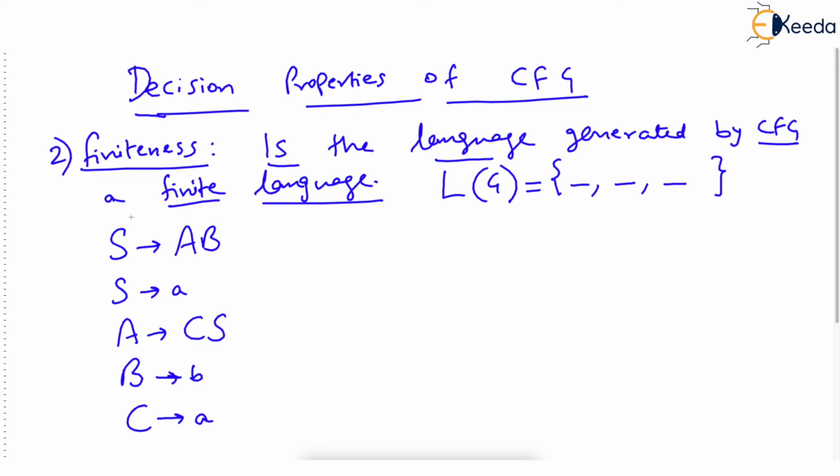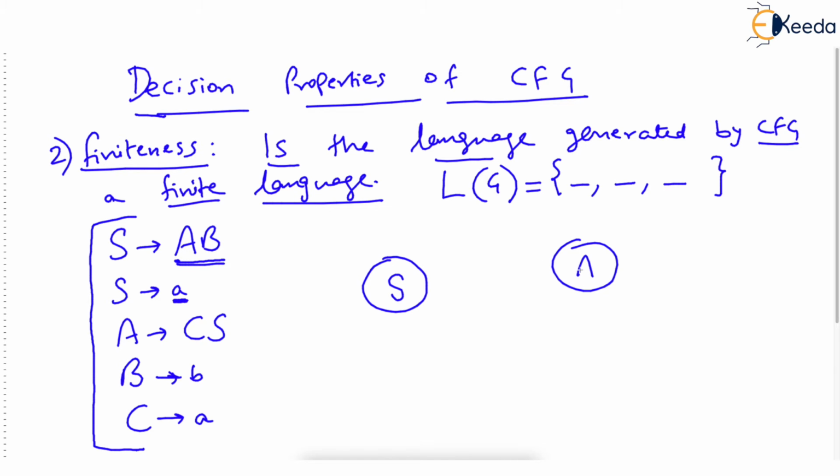We will again use Chomsky normal form to prove whether the language is finite or not. As you know, in Chomsky normal form, the right-hand side can contain exactly two non-terminals, and the right-hand side can also contain a single terminal. Now what we do is represent each of the non-terminals by a vertex of a graph. I'm just drawing a graph with vertices, and you know that the non-terminals are S, A, B and C.